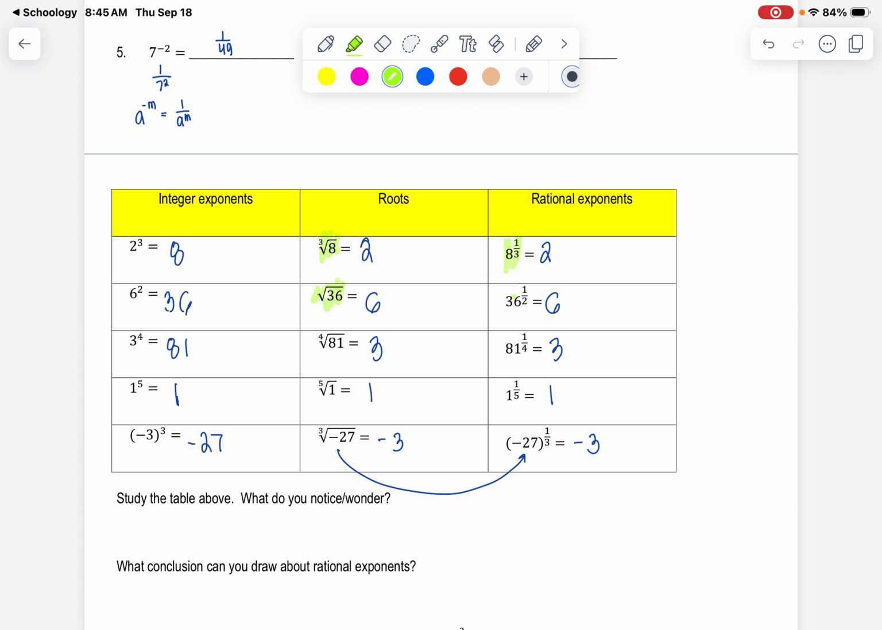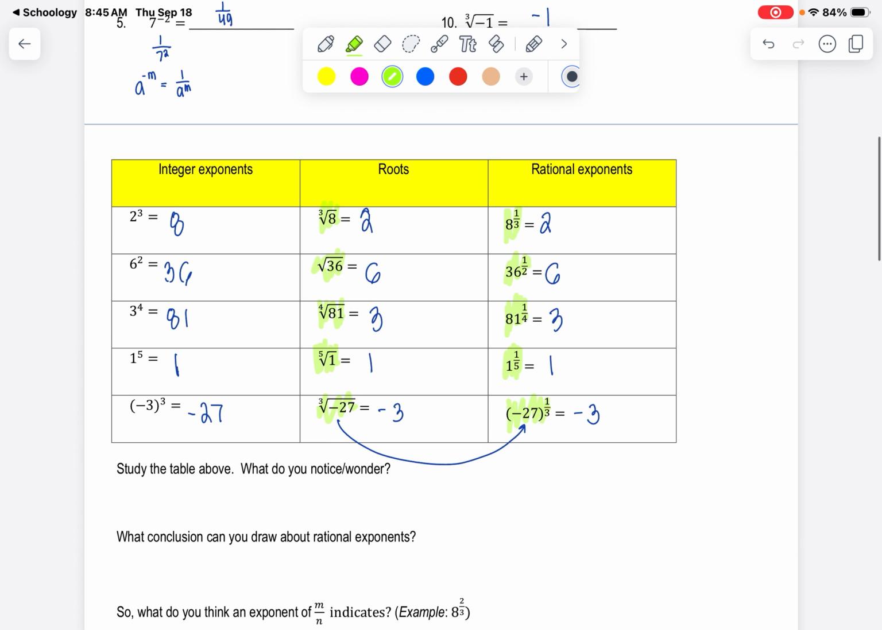Square root is the same thing as the 1/2 power. 4th root is the same thing as the 1/4 power. 5th root is the same thing as the 1/5 power. And this is another cube root, which is the same thing as the 1/3 power.